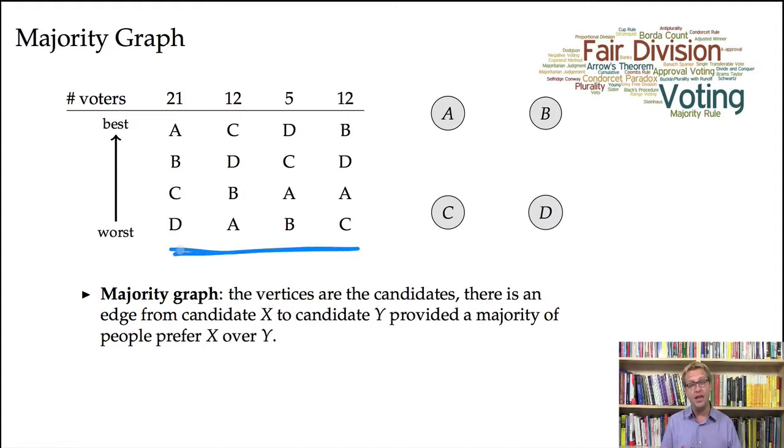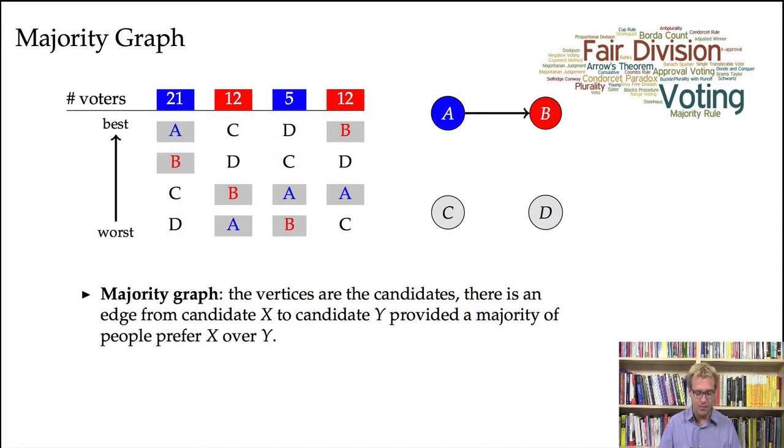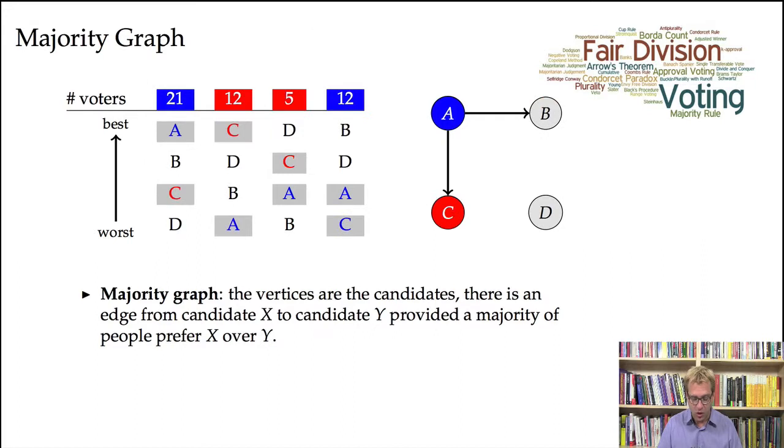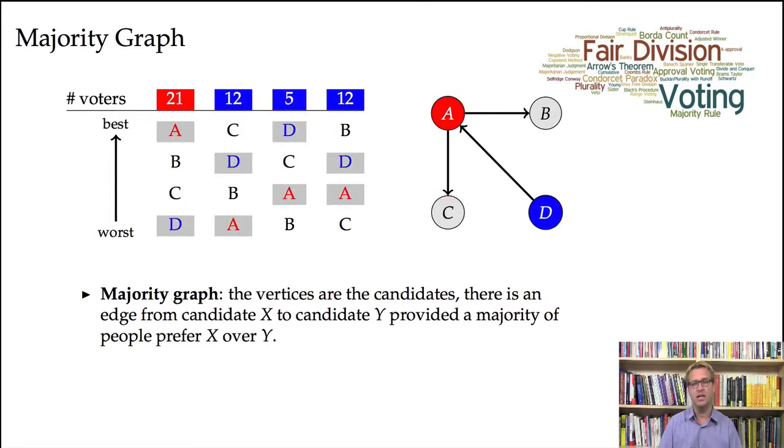And we're going to draw an edge from one candidate to another candidate. It'll be a directed edge, an arrow, if the first candidate beats the other candidate in a head-to-head election. For example, we draw an edge from candidate A to candidate B because 26 people prefer A over B, but only 24 people prefer B over A. So the edge from A to B means that a majority prefers A over B. We see that there's a majority that prefers A over C, and a majority that prefers D over A. So we draw an edge from D to A.